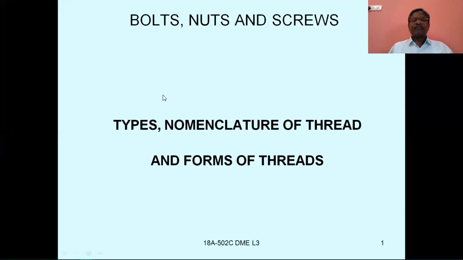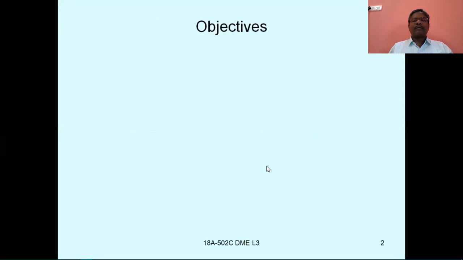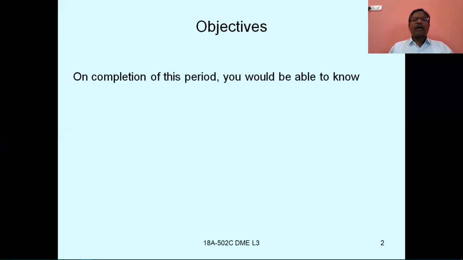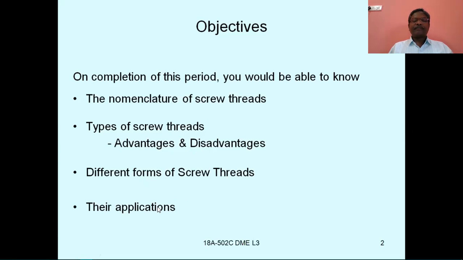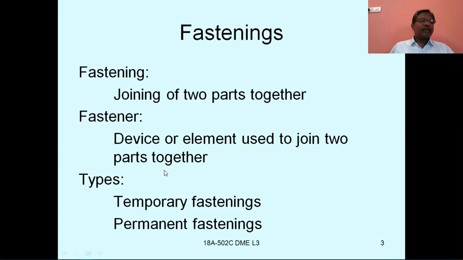So friends, see here: bolts, nuts and screws, with types, nomenclature of thread and forms of threads. The objectives for this topic today are the nomenclature of screw threads, types of screw threads, advantages, disadvantages and purposes, and different forms of screw threads and their applications. Now let us see.